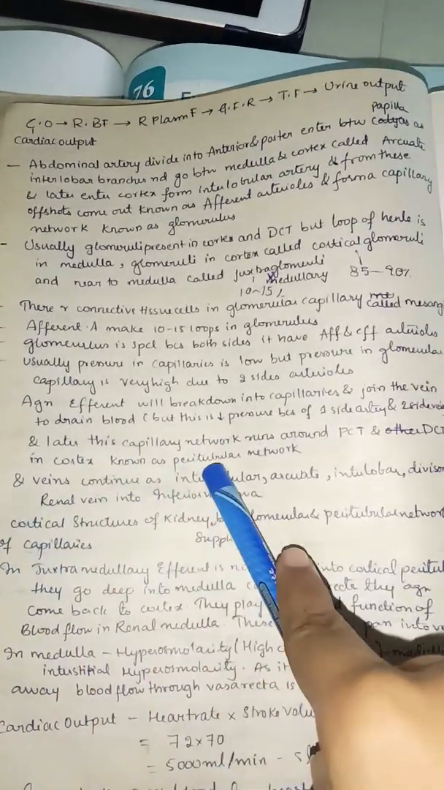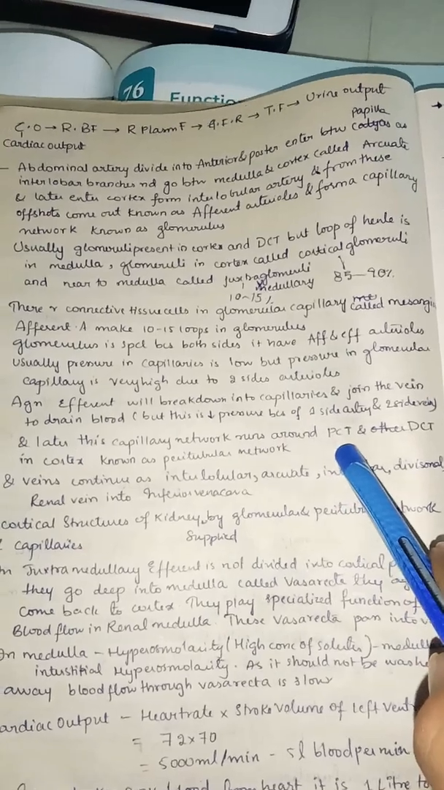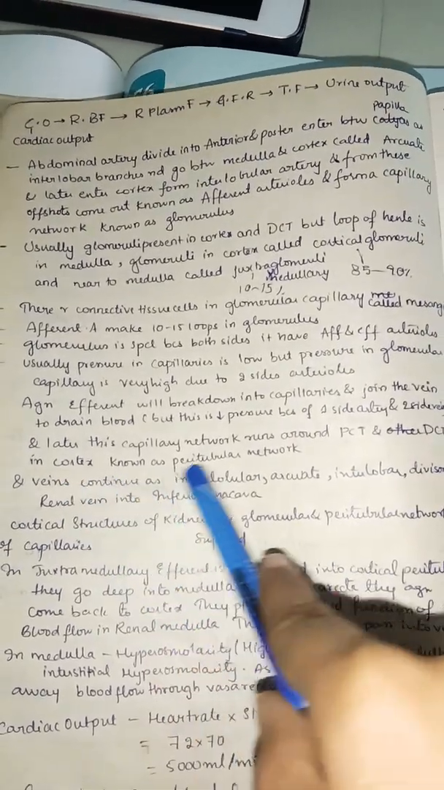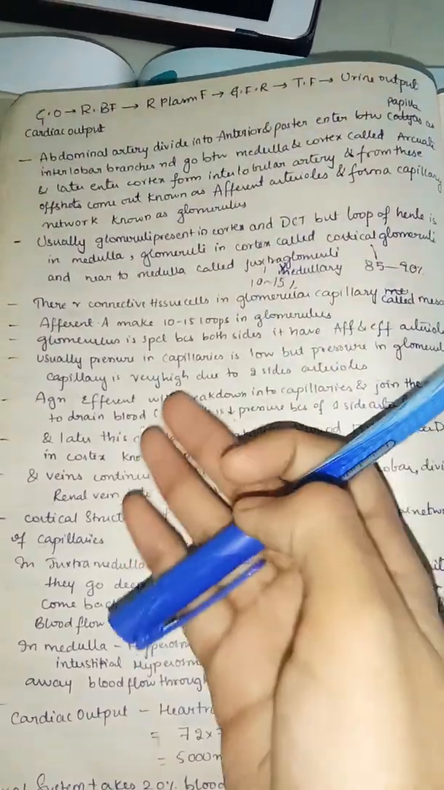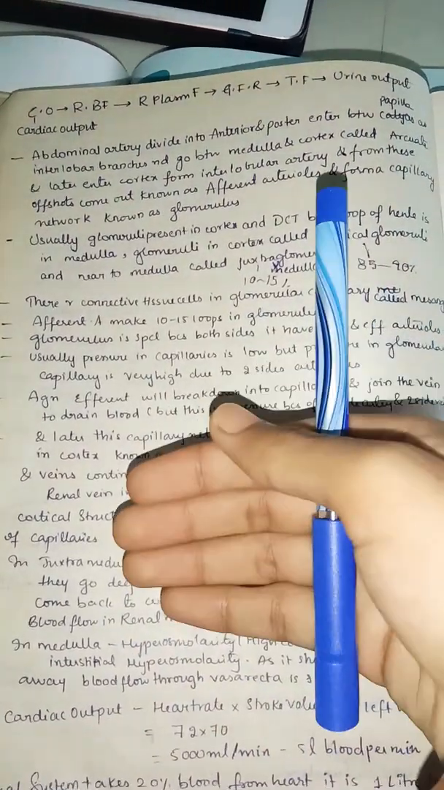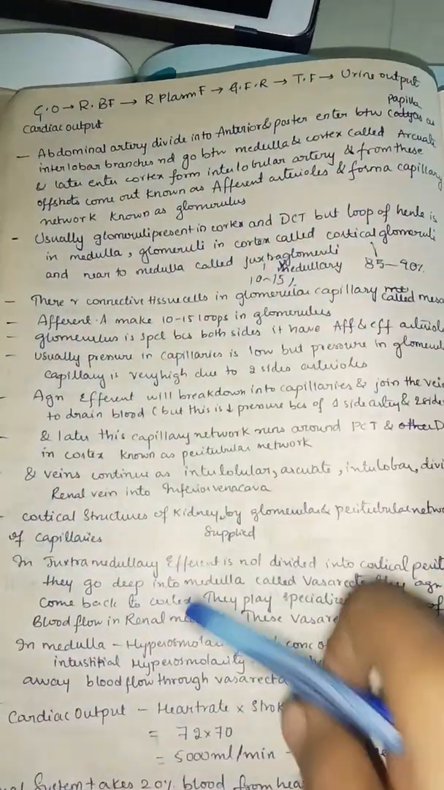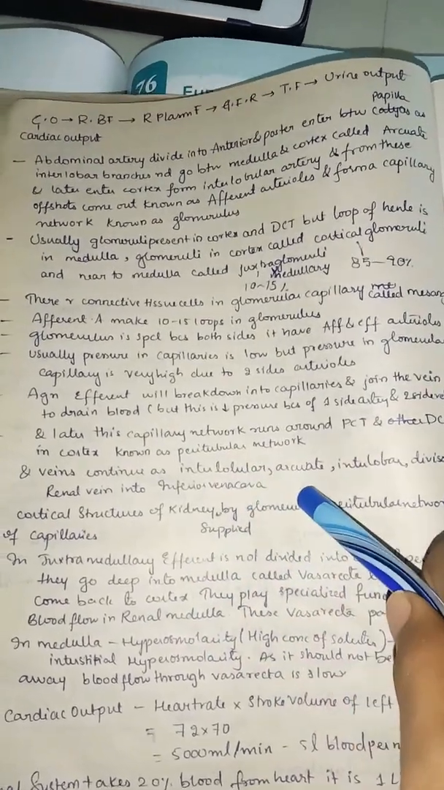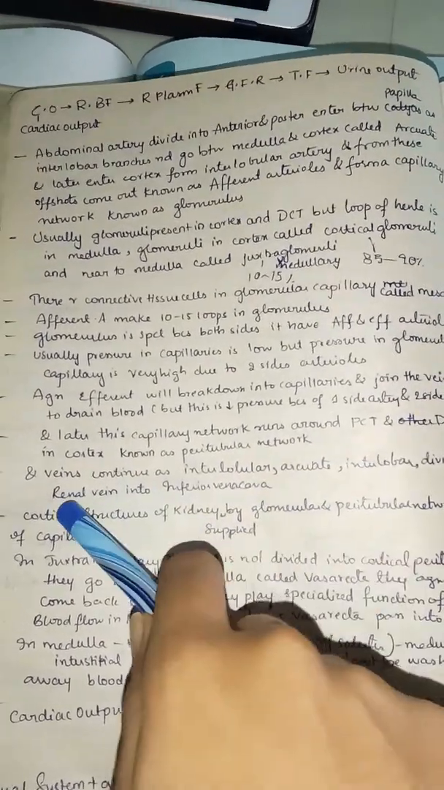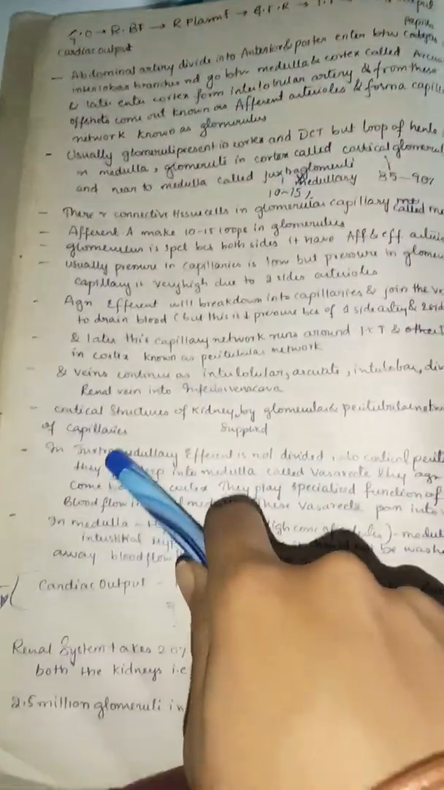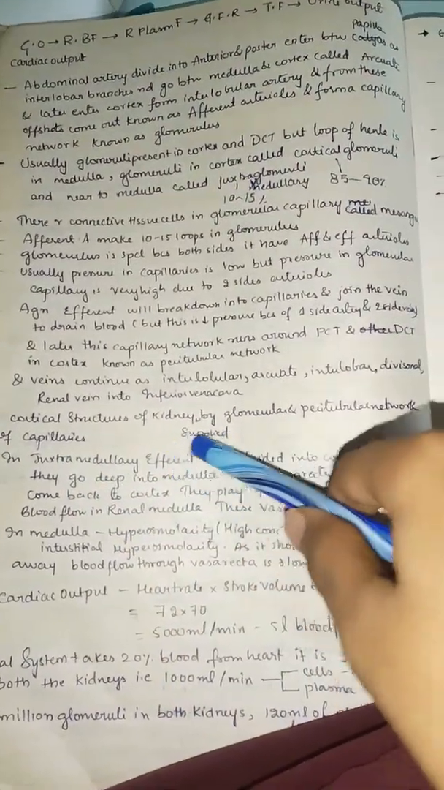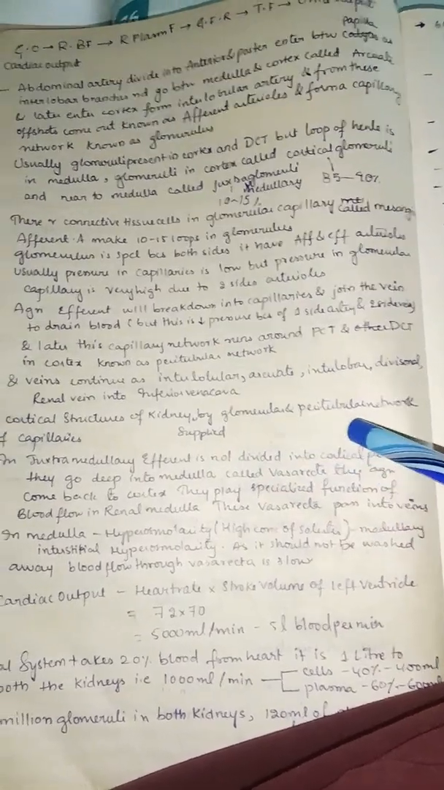Later this capillary network runs around the PCT and DCT in the cortex, known as the peritubular network. And the veins continue as interlobular veins. So again, the same flow as they came, now they should go in the form of veins: first interlobular to arcuate to interlobar, finally the renal vein draining into the inferior vena cava. So the cortical structures of the kidney are supplied by the glomerular and peritubular network of capillaries.